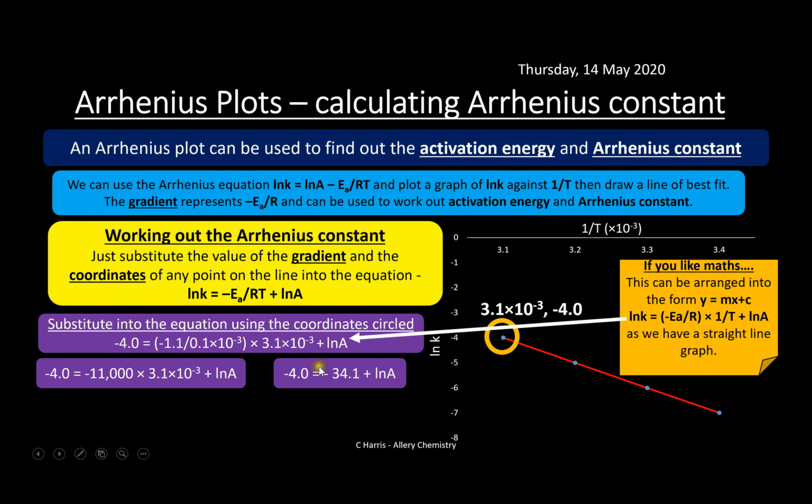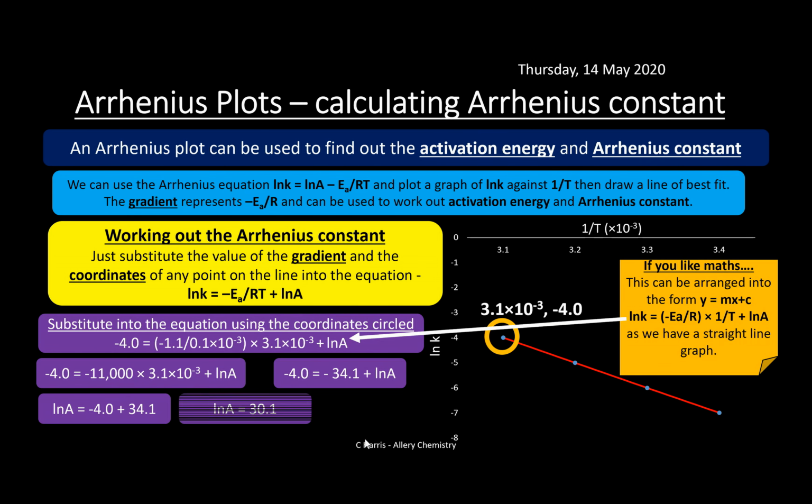We then simplify that a little bit further. So we multiply these two numbers to get this. And then we rearrange it to get ln A on its own. So ln A is minus 4 plus 34.1. So we just shuffle that round. So then we work out that ln A is 30.1. But of course, we just want A. We've got the natural log bit on here, so we have to do the exponential button.